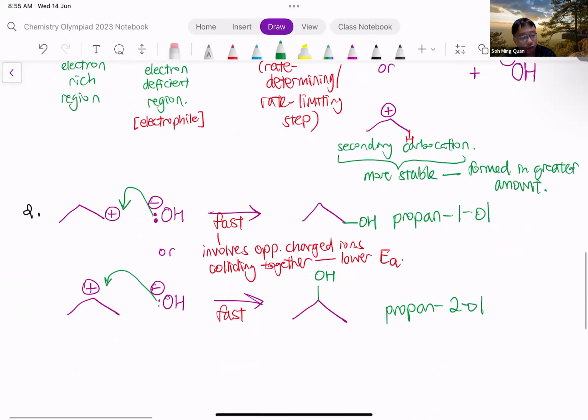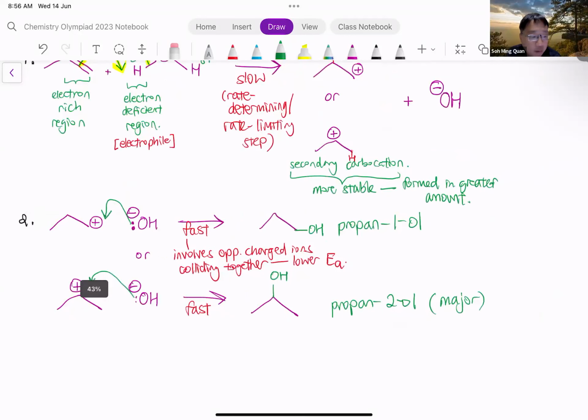Hence, you can predict propan-2-ol. Propan-2-ol will be the major product. It will be the product that is formed in a larger proportion, larger amounts than the propan-1-ol. So if you react propene with steam, you are looking at something like 80% of the product will be propan-2-ol. Only about 20% will be propan-1-ol. And this is because of the stability of the secondary carbocation ion.